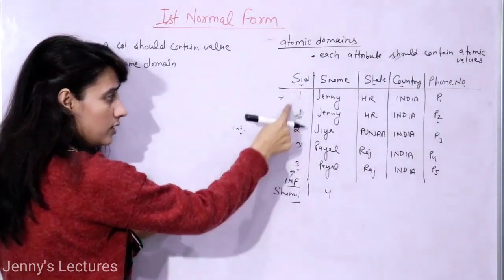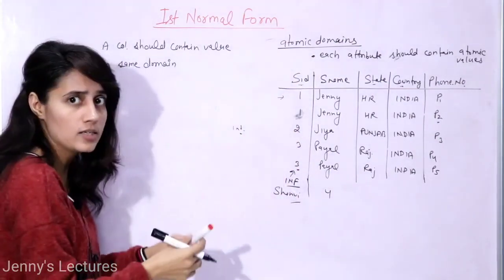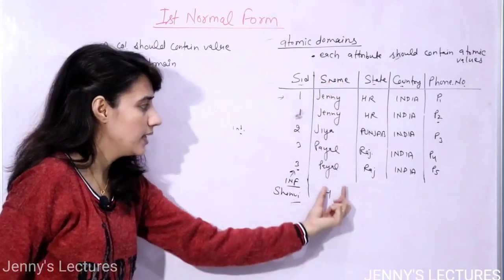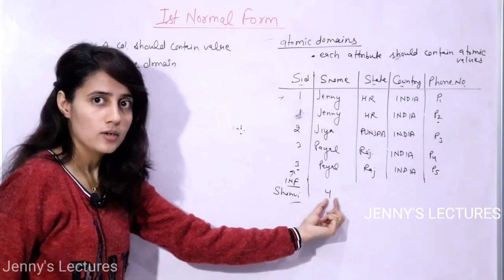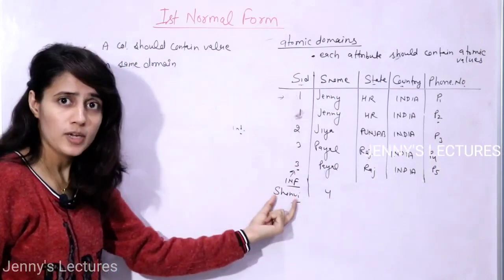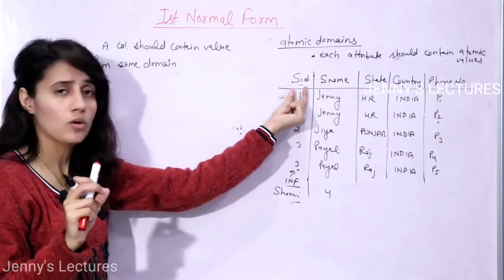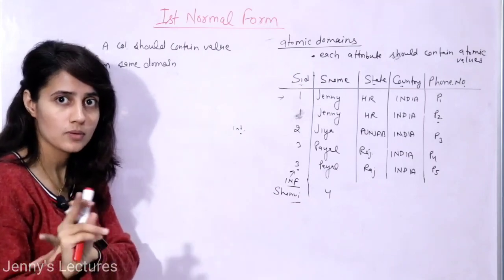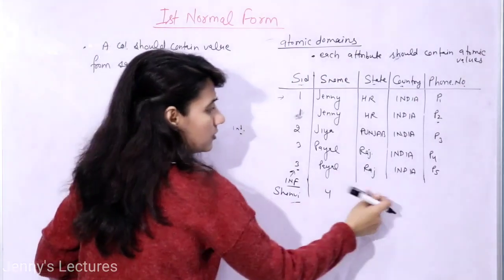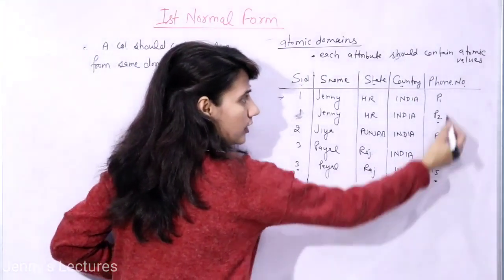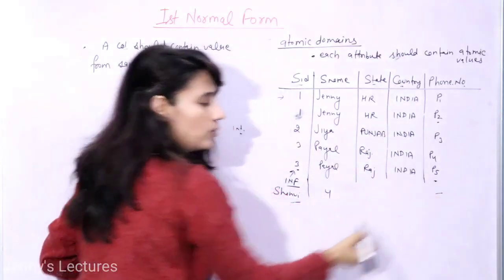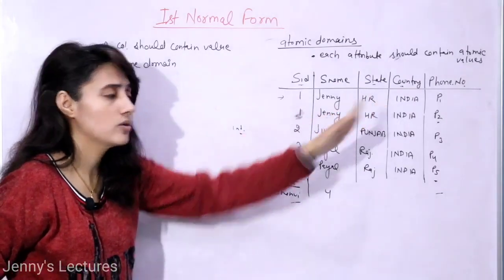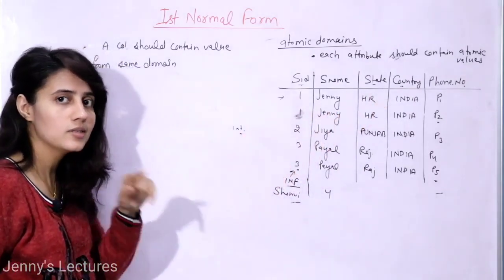That is wrong. If this domain is integer, you are storing the SIDs here, then you will store SIDs only in every row. Here you will store only S names, you cannot store roll numbers, right? So for every column, whatever the applicable domain on that column, all the values in that column should be from that domain only, right? Here we cannot store integer values. Here obviously phone number would be in integer form, so here we cannot store string values, right? Because we have already defined the domain of each attribute, right? This is the second point.